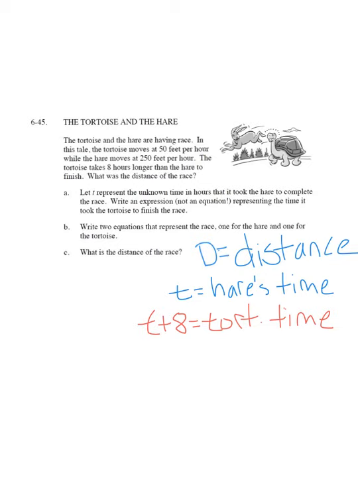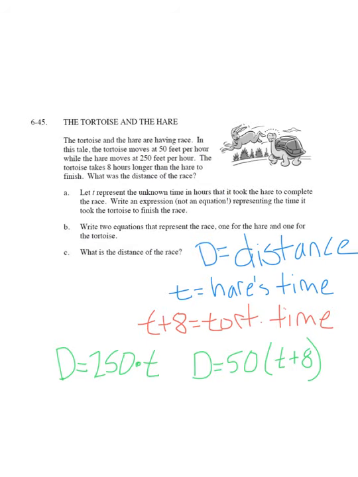Now we're going to write the equations. So again, they both ran the same distance. The hare goes at 250 feet per hour, so I take that times the amount of time he ran. The tortoise did the same distance. He goes at 50 feet per hour, but his time is 8 more than that.